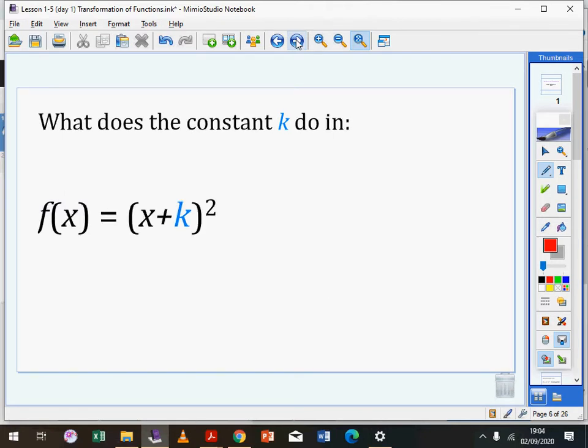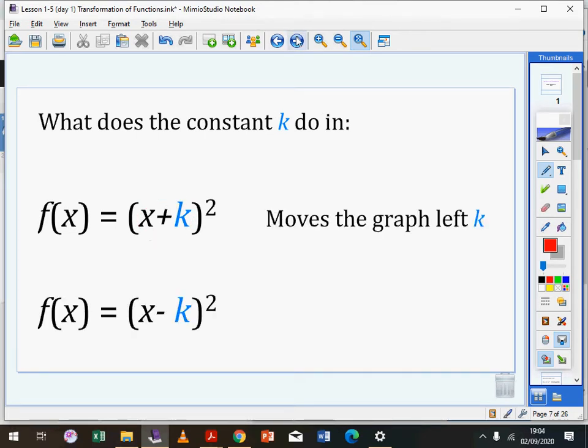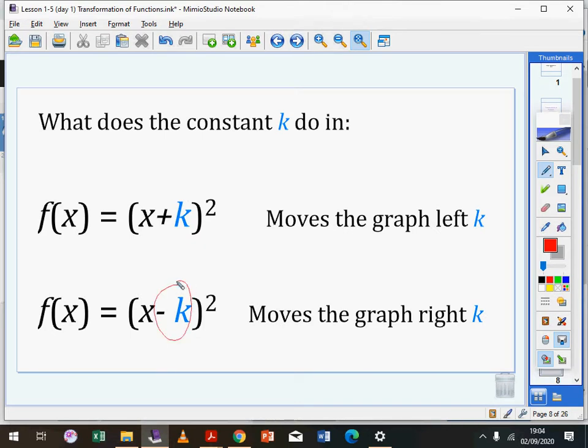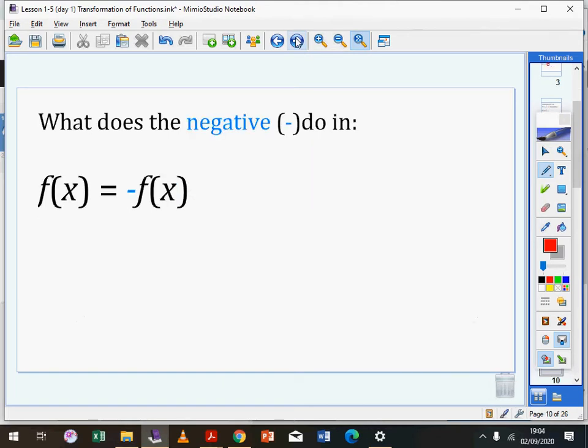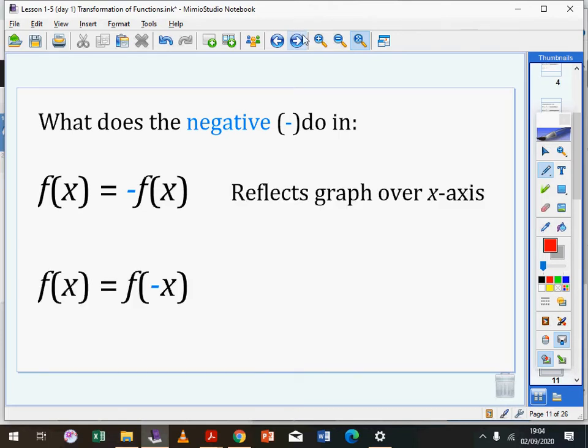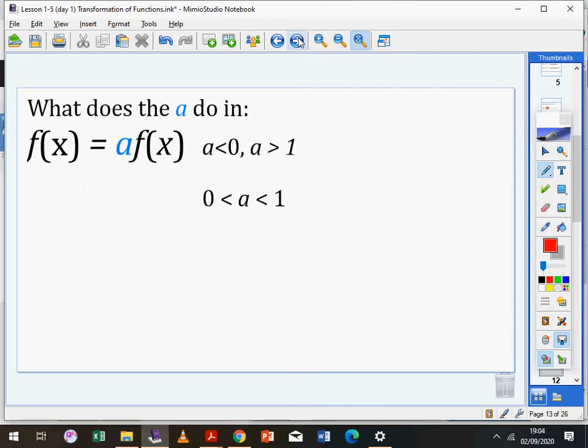If you have the k that's added to the x value inside the function, it moves the graph to the left, and if it is a negative k, it moves the graph to the right. So just to note that on the x, it kind of always does the opposite from what it does on the y. If you have a negative before the function, that reflects that function over the x-axis. Remember, this is the x-axis. And if you have a negative inside the value on the function, it reflects that function over the y-axis.